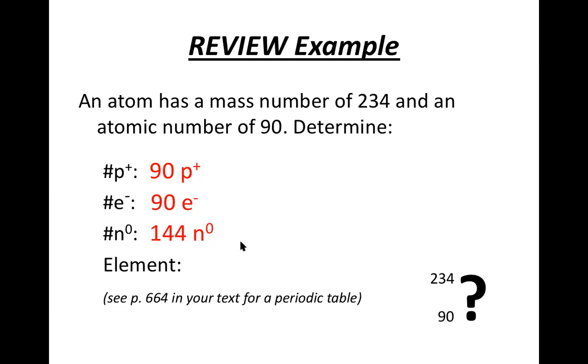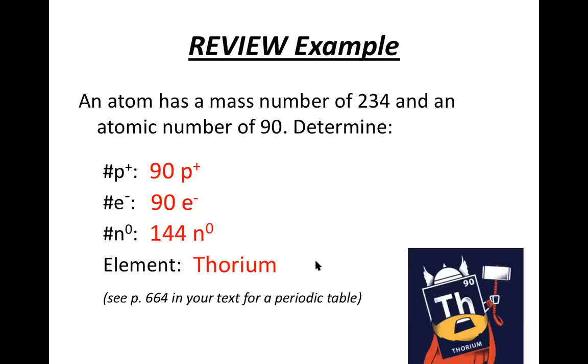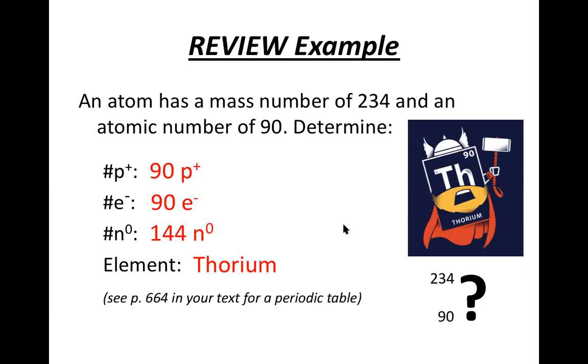So 144 neutrons. Now, which of these three numbers do we look up in the periodic table? It is the number of protons. So this is what identifies this element as thorium. And the symbol is capital T, lowercase h.